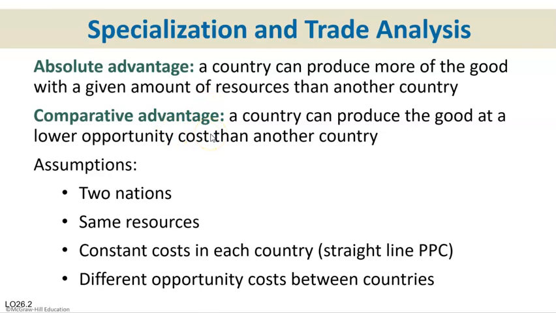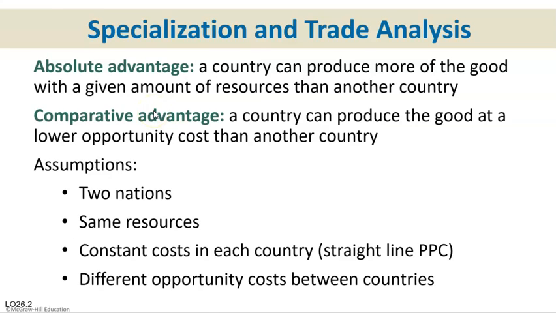Now, the key to specializing and trading is comparative advantage. So the country with the lower opportunity cost, the country with the comparative advantage, is going to specialize in making that good. It means they're going to make a lot of that good. If they completely specialize, then they're only going to make that good, and they're going to export that good. So all of those go together: lowest opportunity cost, comparative advantage, specialization, and exporting all come from the same thing.